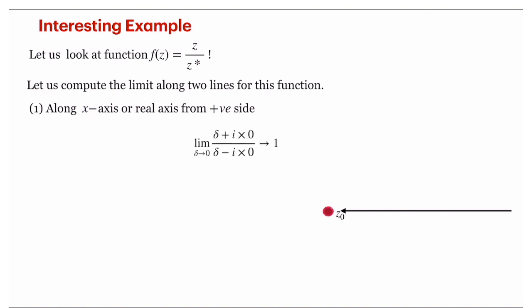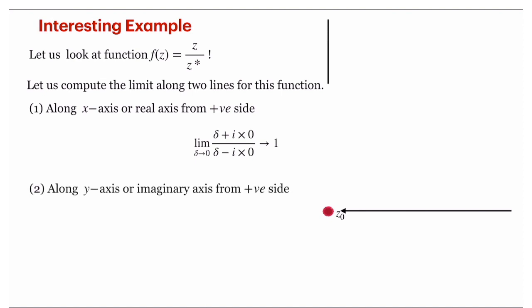Now we can assume that approaching z0 from a positive x-axis, that is you have delta is only real. Imaginary part is 0, then we have delta going to 0, z is delta plus I0, and z star is delta minus I0, so this limit is becoming 1.